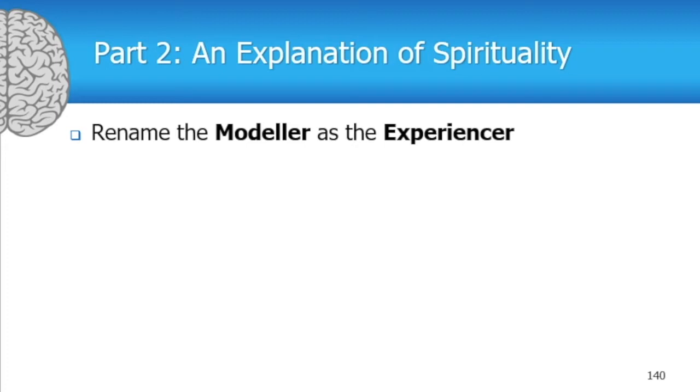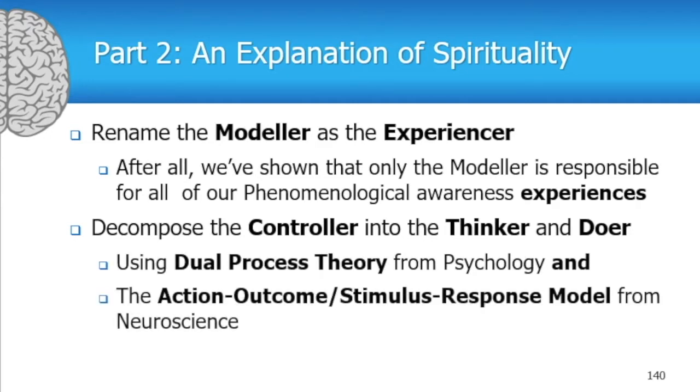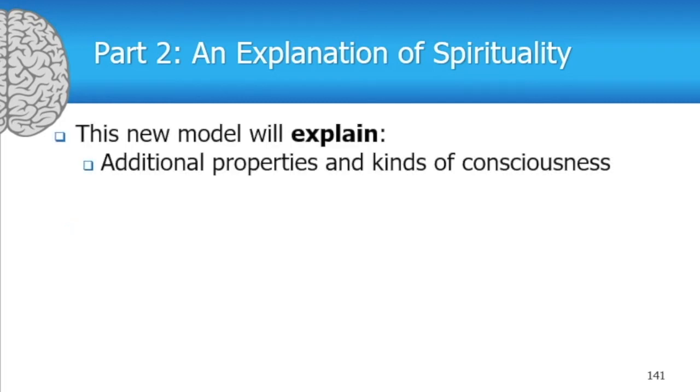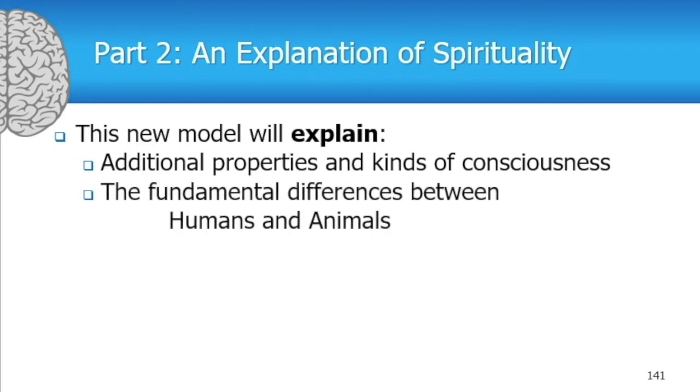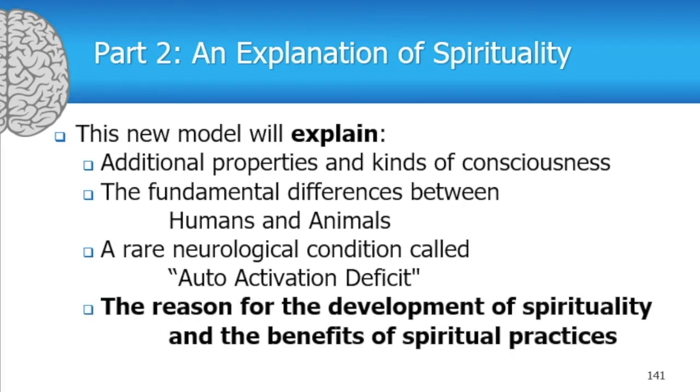Then I will decompose the controller into the thinker and doer by using dual process theory from psychology and the action-outcome stimulus-response model from neuroscience. The new model in part 2 will be able to explain the following items. It will explain additional properties and kinds of consciousness, the fundamental differences between animals and humans, and a rare neurological condition called autoactivation deficit. And last but not least, the reason for the development of spirituality in modern humans and the benefits of spiritual practices. I believe these additional explanations are compelling and amount to strong additional evidence for this model.